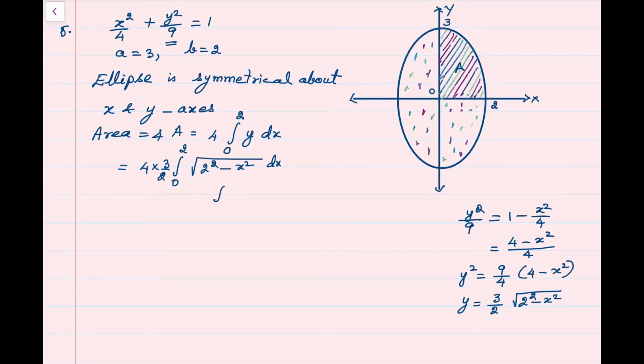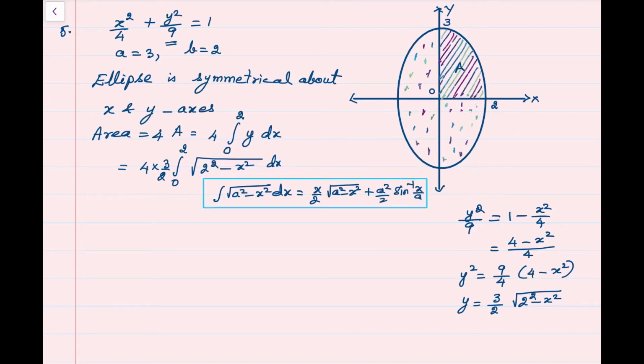And we will be using this formula. Integral root of a square minus x square dx is equal to x by 2 root of a square minus x square plus a square divided by 2 sine inverse of x divided by a. This is the formula which we need when we have circle or ellipse in the question. 2 3s are 6. X divided by 2 root of 4 minus x square plus a square divided by 2 sine inverse of x divided by 2, and the limits are 0 to 2.